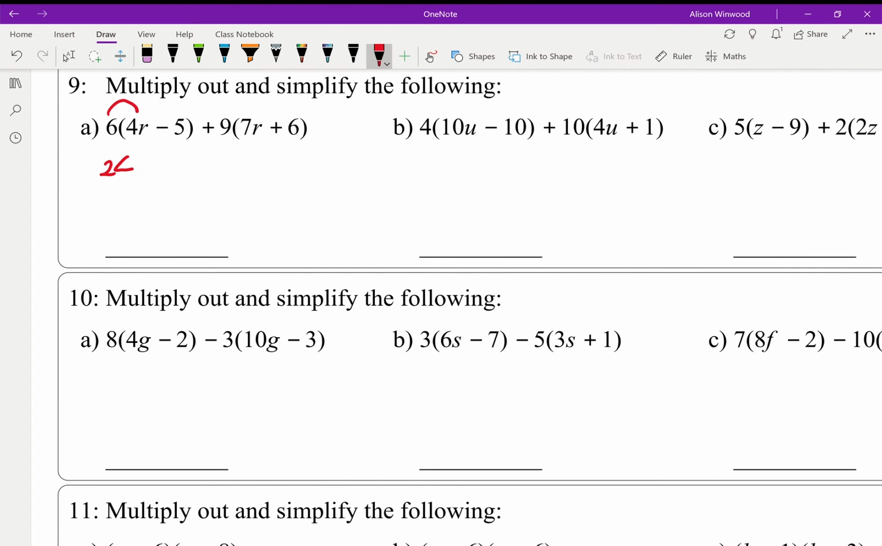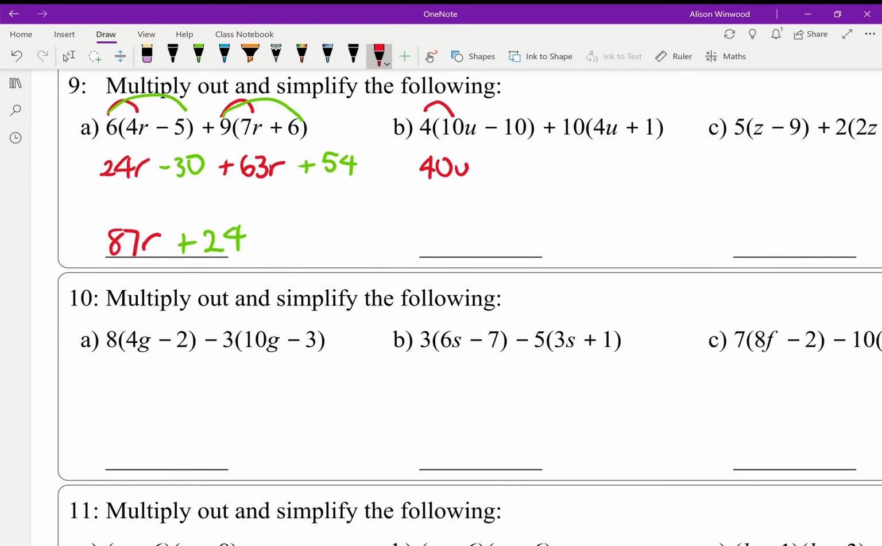So 24r subtract 30, add 63r, add 54, put the r's together is 87, put the numbers together is positive 24.